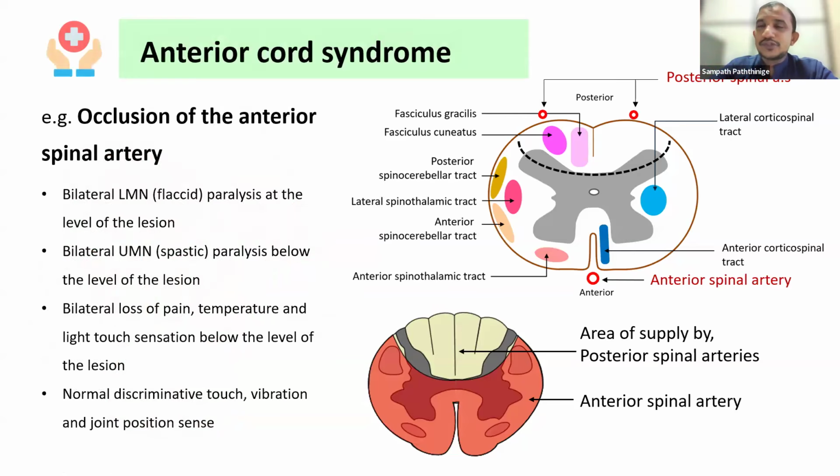So if there is occlusion of the anterior spinal artery, it will lead to the loss of all the neurological functions. That means bilateral paralysis, bilateral sensory loss, the pain, temperature, touch, and pressure, except the posterior column sensation, because in anterior spinal artery occlusion, the posterior column on both sides is not affected. So that is anterior cord syndrome.